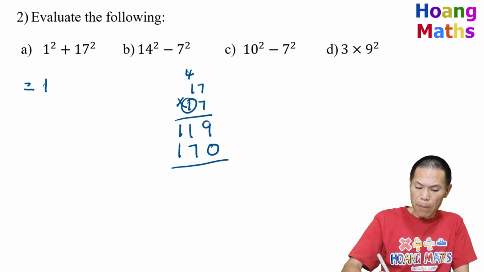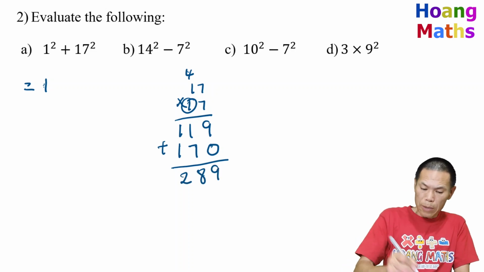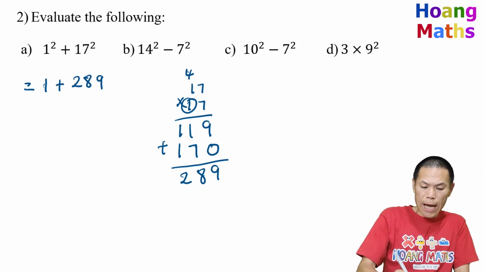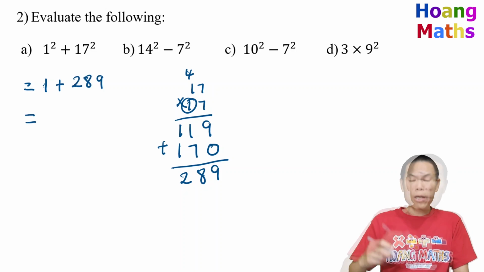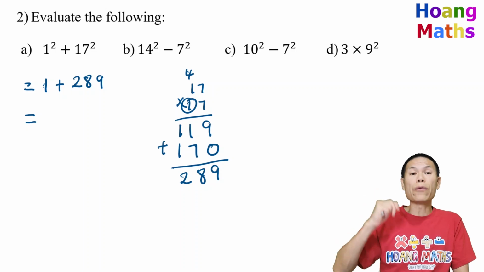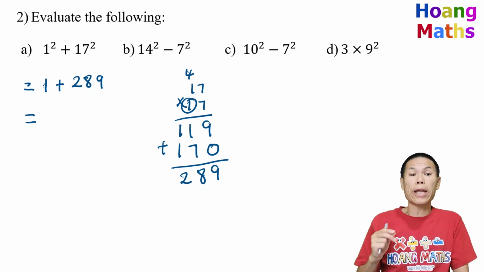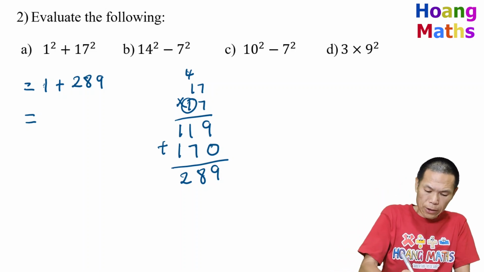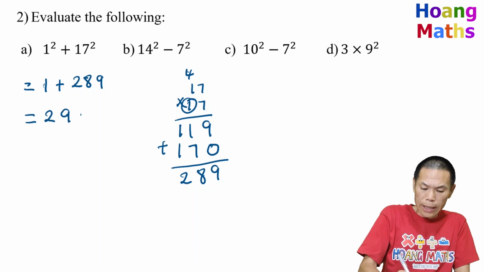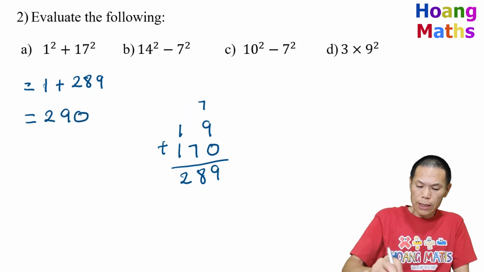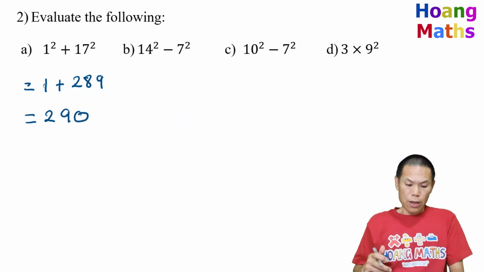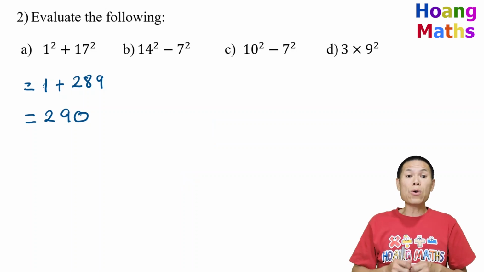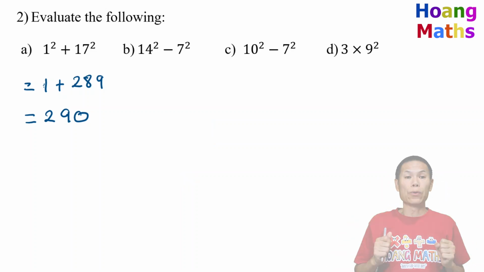Now we just add them up. So that gives me 9, 8, 2, so that means 289. We add 1 to 289, which gives me 290. So 290. Let me just clear this. Please pause the video and try this one yourself.